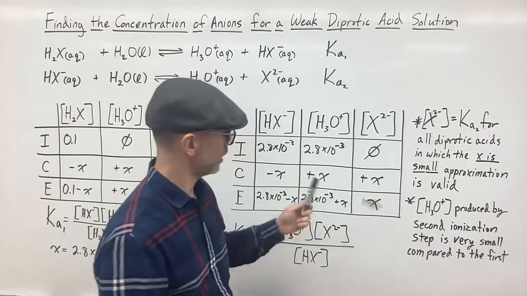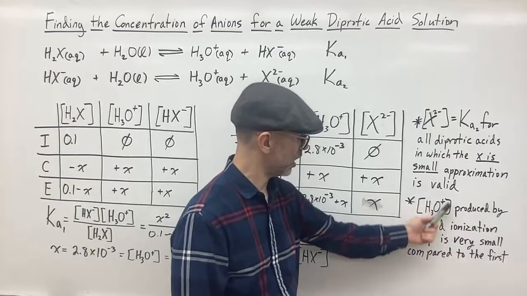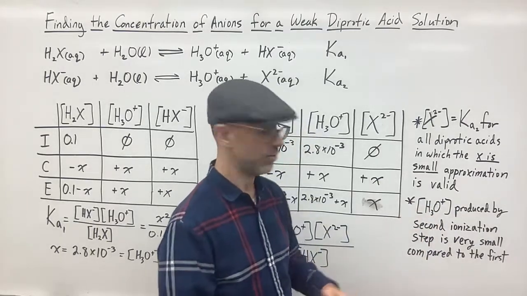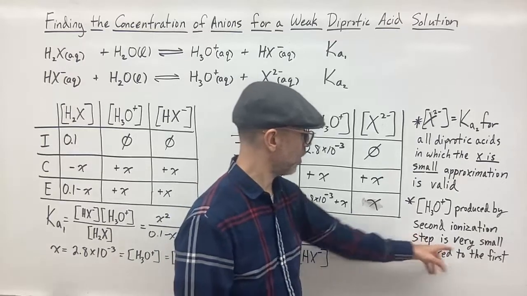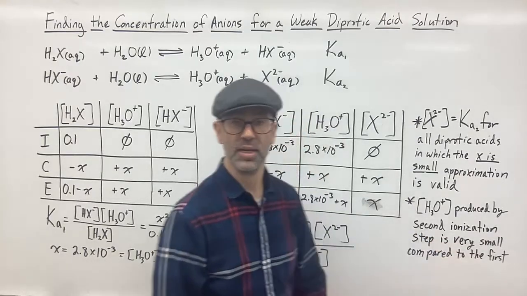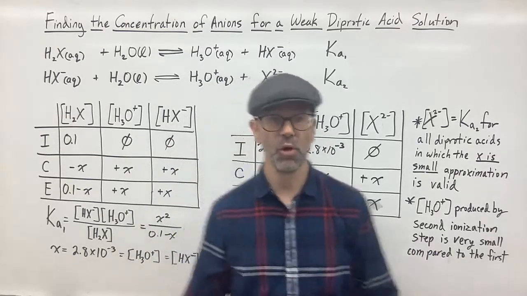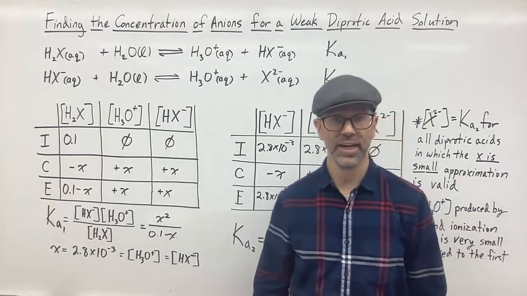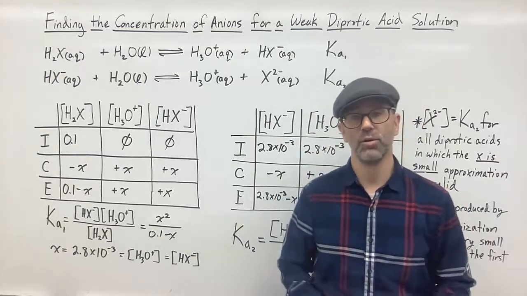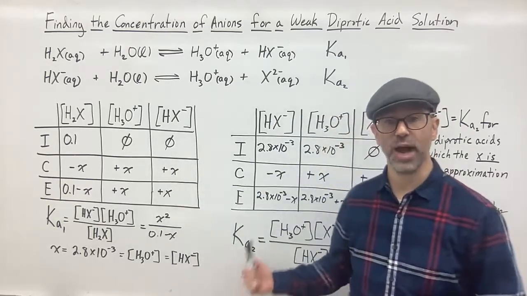The other thing to keep in mind is that the concentration of H plus produced by your second ionization is going to be much smaller compared to the very first one. That's something you're going to see as well. That's it for finding the concentration of anions for a weak diprotic acid solution. In other videos, I will actually do some example problems, but this here is the general strategy.